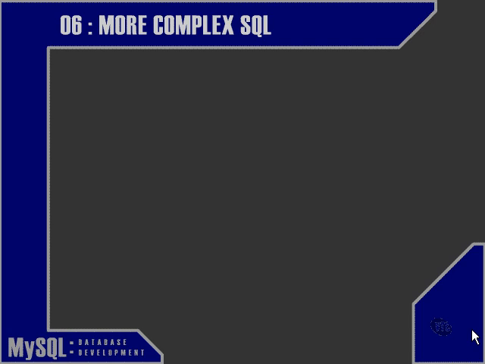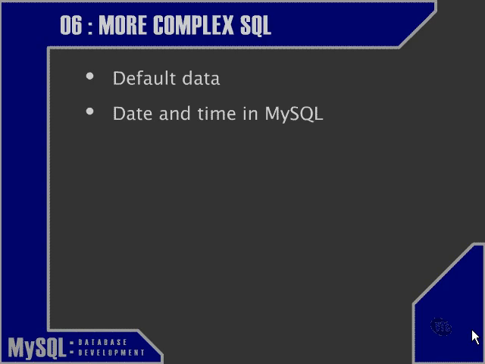In this chapter, we're going to cover some elements of SQL that we haven't covered yet in the previous chapters, and we're going to learn about some more complex things such as transactions. First of all, we're going to look at default data handling in MySQL, and then the column types and functions which handle the date and time.